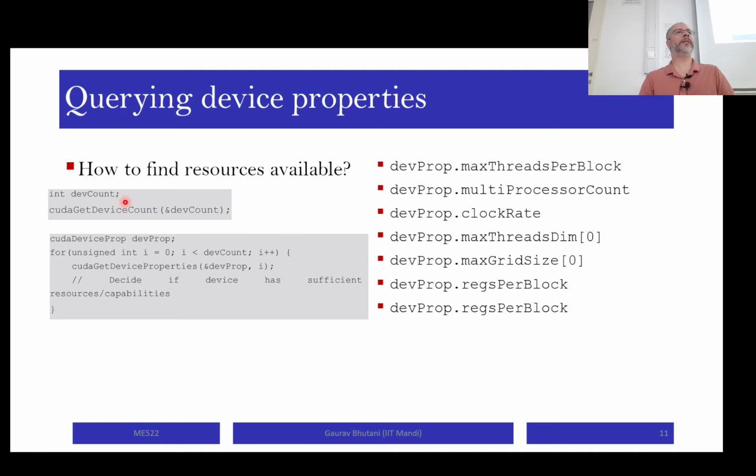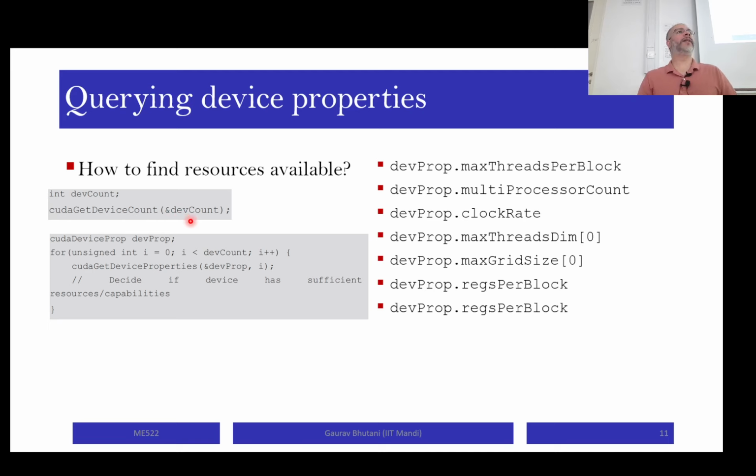So, the dev count will come out to be 2 in this case. Okay. And then you pass this dev count, the reference to it, to the CUDA get device count. So, after this statement, dev count becomes 2 on my machine. I will show this to you later.